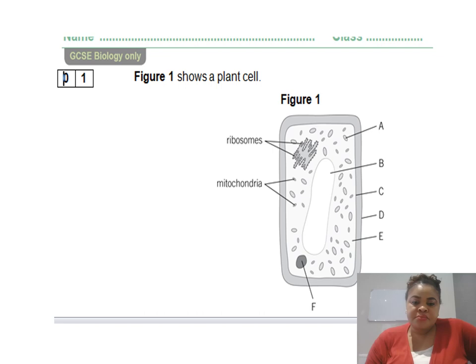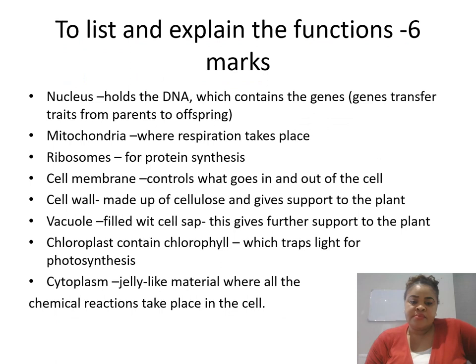I thought I'd put a typical plant cell, and then you can label the parts and explain their functions. Everybody should know this, and if it's a 6-mark question, you can write all of these down and get the full marks. Function of the nucleus, the mitochondria, ribosome, cell membrane, cell vacuole, chloroplast, which contains chlorophyll, and the cytoplasm. All their functions you need to remember.